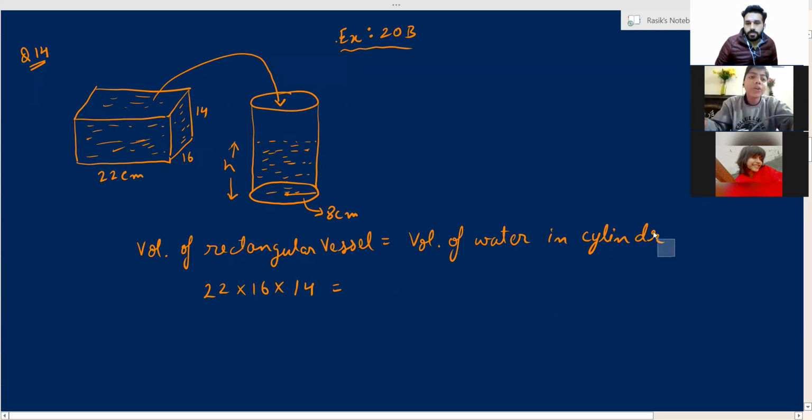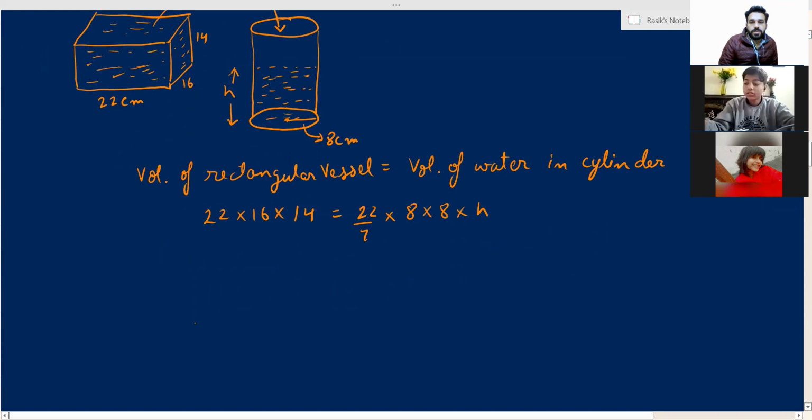Length into breadth into height. Cylinder: pi r square h. 22 upon 7 into r square, 8 into 8 into h. So this is the formula of volume of a cylinder.